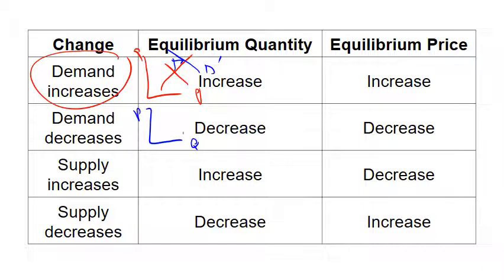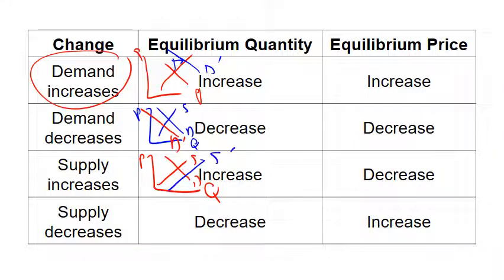If demand decreases, quantity, price, demand, supply. Oh, got it flipped around wrong there. Supply, demand. If demand decreases, the demand curve is going to shift to the left, which gives me lower price and lower quantity. If supply increases, this is quantity, that's price, demand, supply. If supply increases, the supply curve will shift to the right. And that's going to drive price down and quantity up.